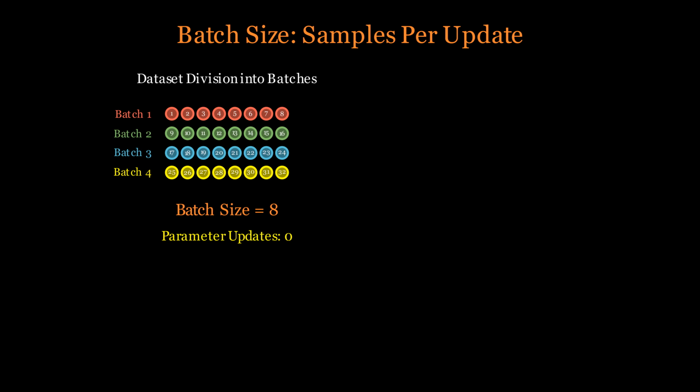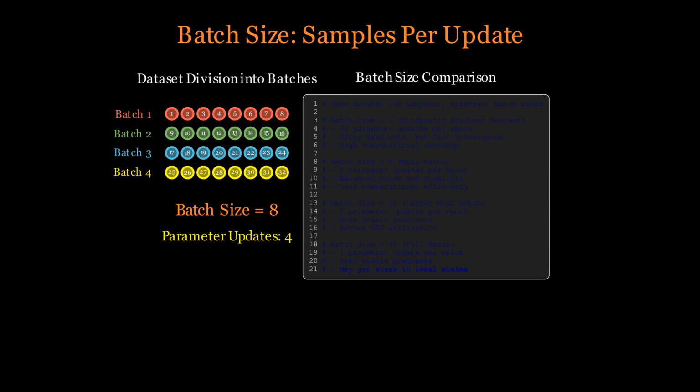After each batch is processed, the model updates its parameters based on the gradients calculated from those 8 samples. Here's how different batch sizes affect training. Batch size 1 gives 32 updates per epoch with noisy but potentially faster convergence. Batch size 8 provides a good balance. Larger batches like 16 give more stable gradients and better GPU utilization. Full batch processing is most stable but may converge slowly or get stuck in local minima.